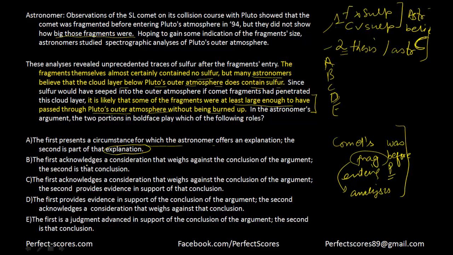The second one: the first acknowledges a consideration that weighs against the conclusion of the argument. The second is that conclusion. Remember, I told you 1 and 2 are both in the same direction. This word against is making this option wrong. C says the first acknowledges a consideration that weighs against the conclusion. Now as soon as you read this, you know this option is also wrong. D says the first provides evidence in support of the conclusion of the argument. The second acknowledges a consideration that weighs against that conclusion. Again, against is wrong. Let's go to E.